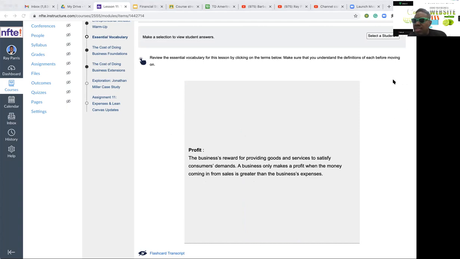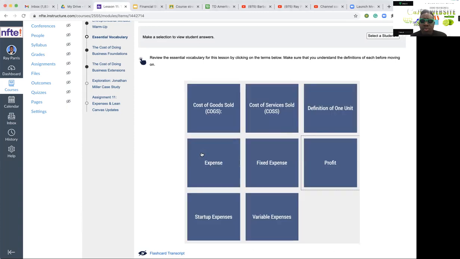Let's take a look here. $16.25. Beautiful. I'm making money. I made my money back, $3 plus. I reinvest that money back into the business to buy more merchandise to get the product up and running. Beautiful, beautiful. So profit we understand.